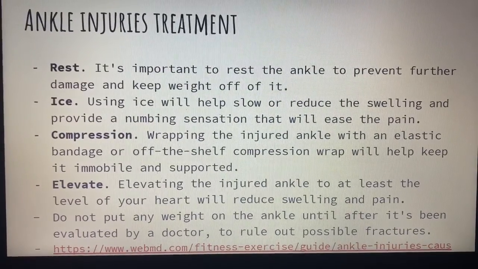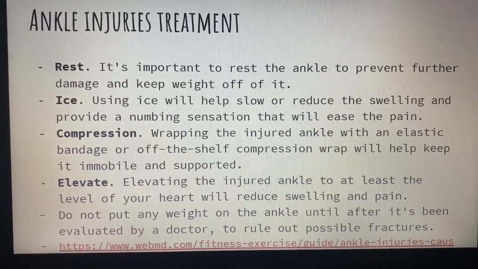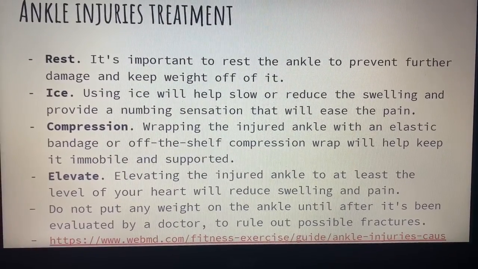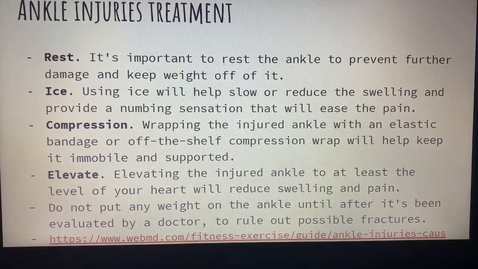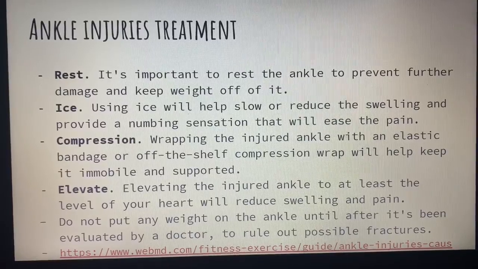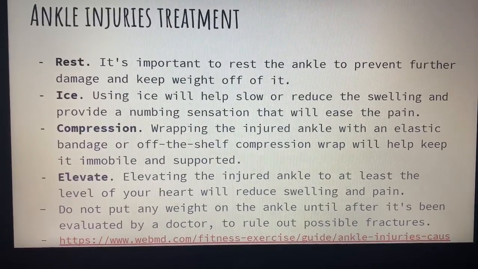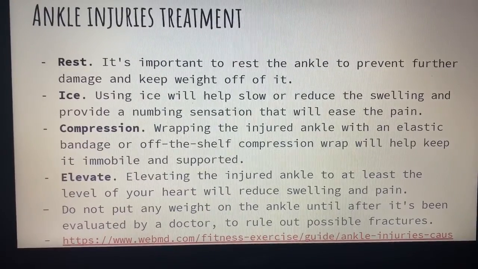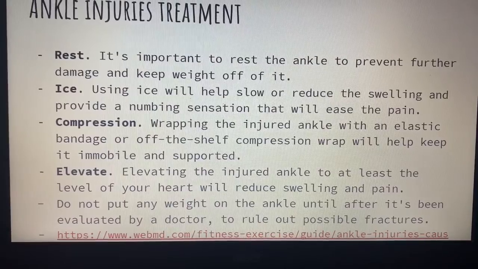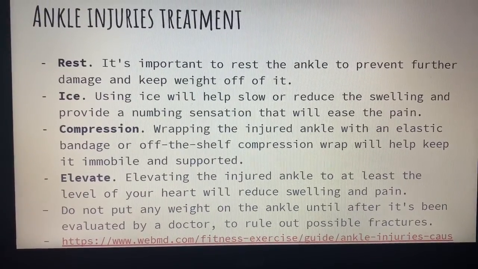With ice, you want to ice it 20 minutes on and 20 minutes off to decrease the pain and swelling. Compression: wrapping your ankle in a tensor bandage or an ankle brace, but I would definitely go check it out at the doctor before you decide to wrap it in anything. And elevate, so elevate to at least your heart level to increase blood flow and reduce swelling and pain. Don't put any weight on your ankle until after it's been evaluated by a doctor to rule out potential fractures.